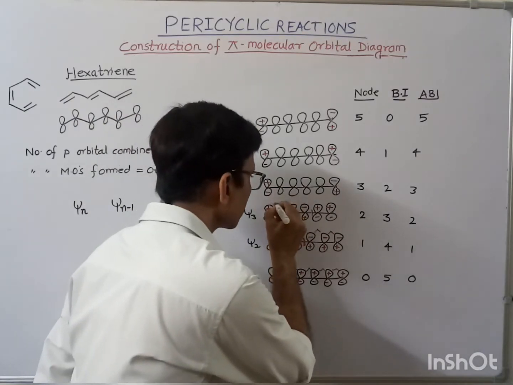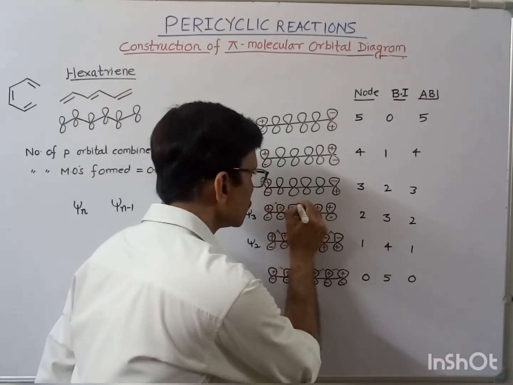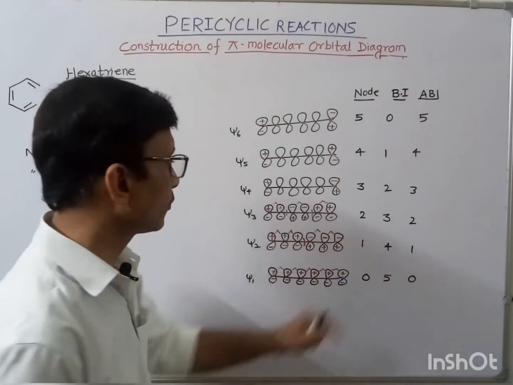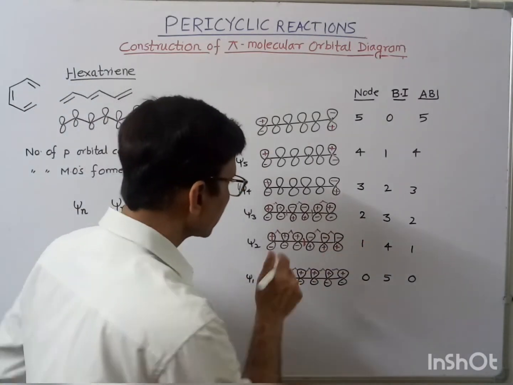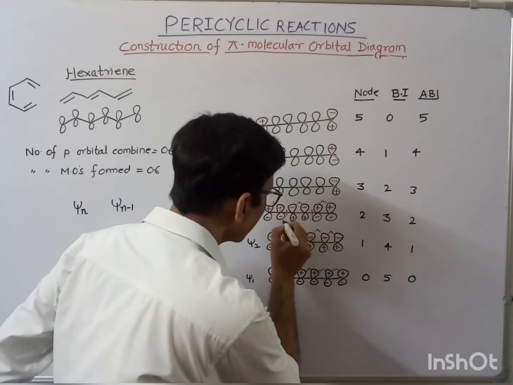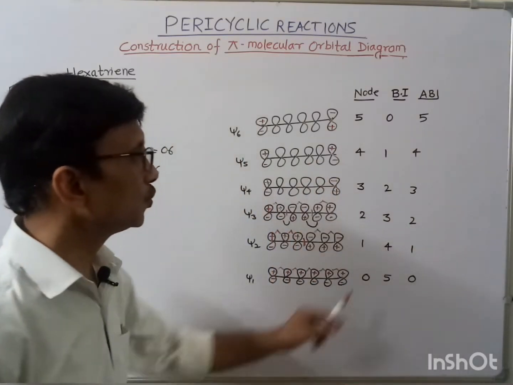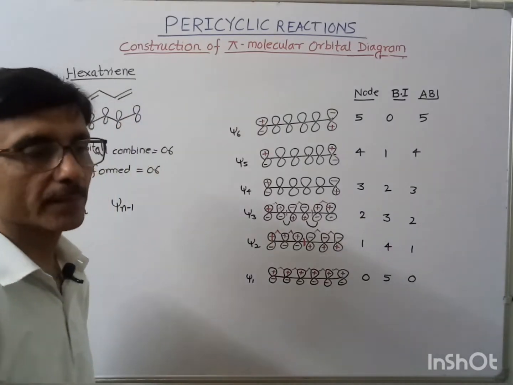One bonding interaction, this is 2, this is your 3. Three bonding interactions and 2 anti-bonding interactions. This is one of the anti-bonding interactions, and this is your other anti-bonding interaction. 2 anti-bonding interactions are present.